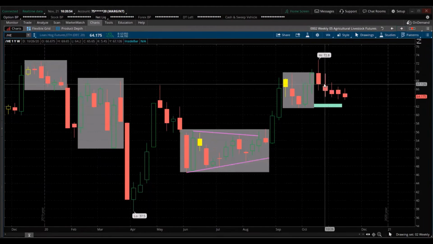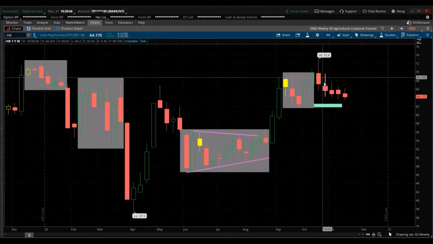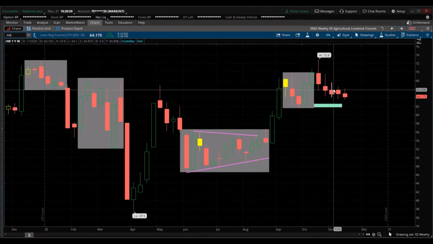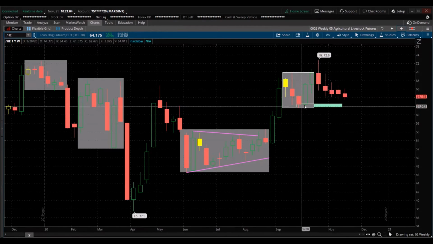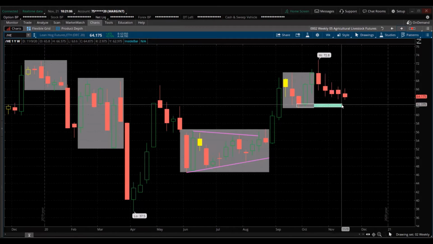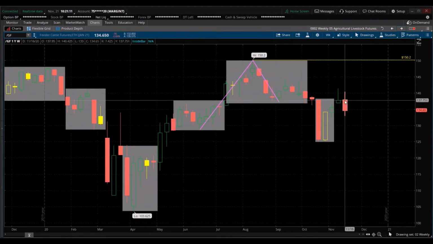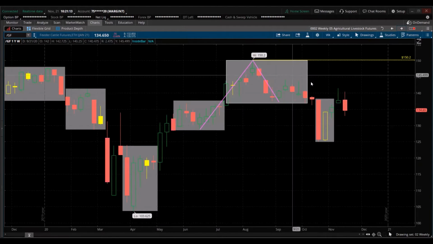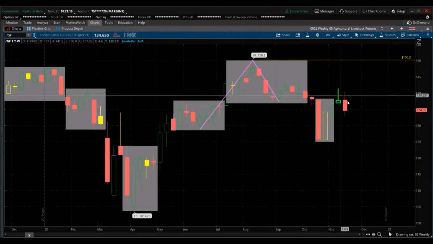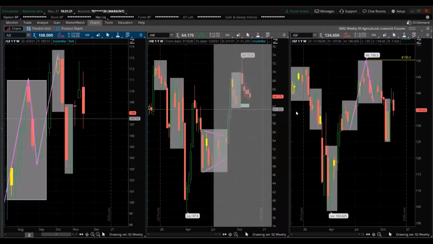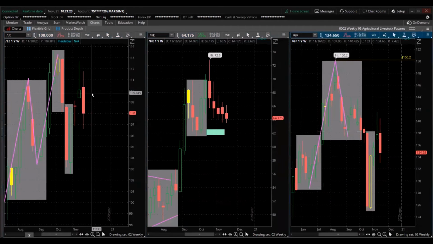Lean hog also. Here's the all-time high for the year. It's been trending lower, with lower highs every week, coming into this prior demand zone. And feeder cattle, also an all-time high there. It made a lower high and lower low for the week and closed red, declining. So for all these livestock commodities, they all closed red for the week and all made lower lows, declining in prices.